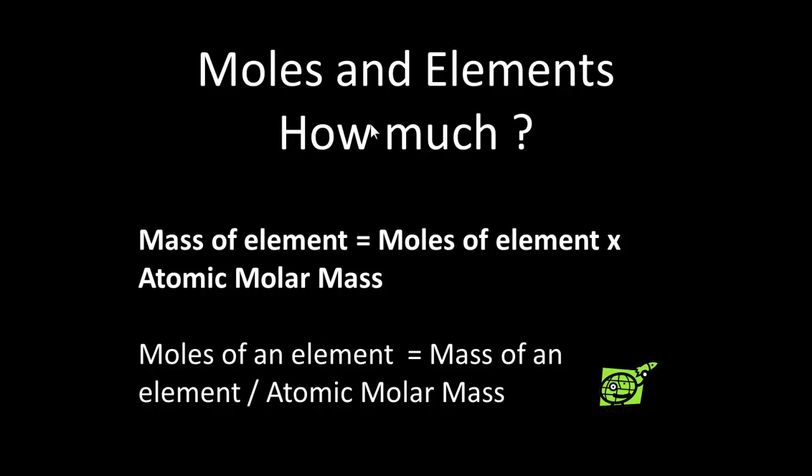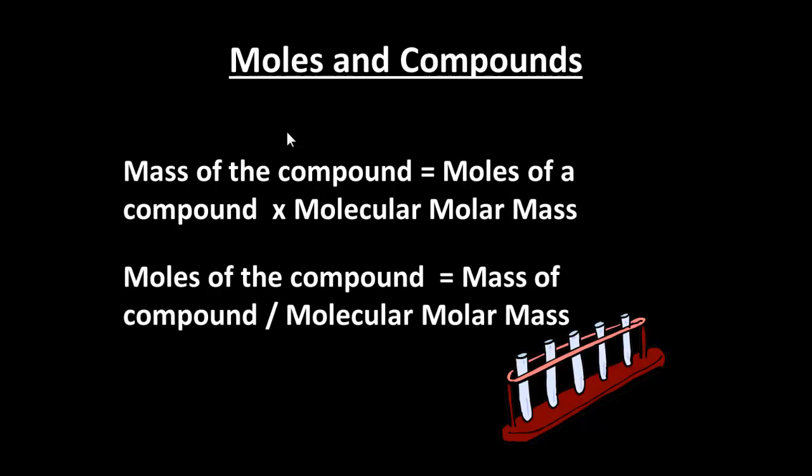So, moles and elements, how much of these have we got? The mass of an element is equal to the number of moles of the element times the atomic molar mass. So 1 mole we determined by adding up the atomic masses to get the molar mass. So if the mass of an element is equal to the moles of an element times the atomic molar mass, by rearranging that, the moles of an element are equal to the mass of an element divided by the atomic molar mass. If I consider moles and compounds, the mass of a compound is equal to the moles of a compound multiplied by the molecular molar mass. So if I rearrange that again to get the moles of a compound, I take the mass of the compound and divide by the molecular molar mass.